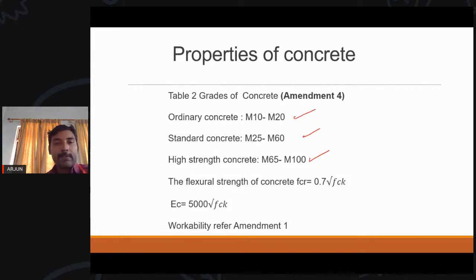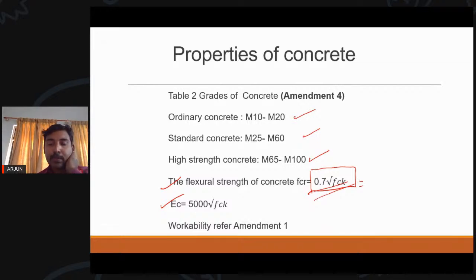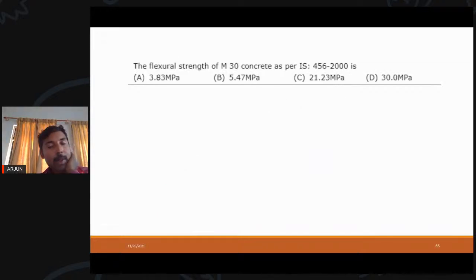Generally, the flexural strength of concrete is calculated using the formula 0.7 times root fck. In a few GATE examinations, they have asked questions on this formula as well as the Young's modulus of concrete formula. Workability related issues are given in Amendment 1 of IS 456, so please refer to IS 456 Amendment 1.